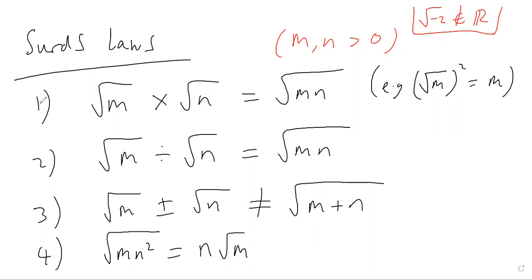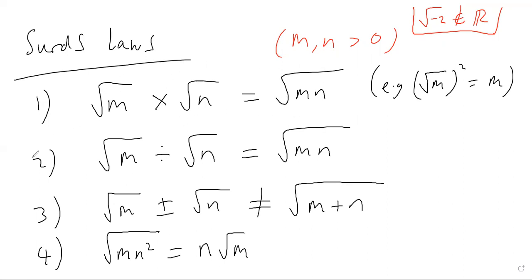So the first law we need to know is this one here. The root of m times the root of n is equal to root mn. That's just a law that we need to bear in mind. So for example, when you square the root of m, you get m itself. So when you square root a number and then square it, you get back to the number you started with. That's really common sense, to be honest.